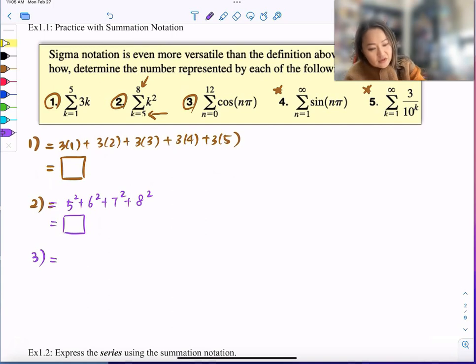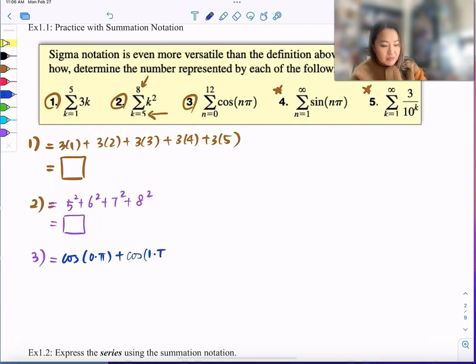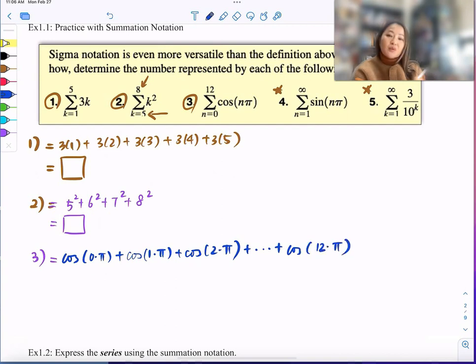Ready? I'm going to use a different pen. Cosine. You start with 0. Oh, sorry, 0 pi. If you want, you can just go ahead and multiply. 0 times pi, I'll write it like this for now. Cosine. You keep adding 1. So it's going to be 1 times pi plus cosine of 2 times pi, dot, dot, dot. This is how we notate if we don't want to write the whole thing out, okay? It's plus cosine of 12 times pi is what you're going to write down, and see what you get for the sum.